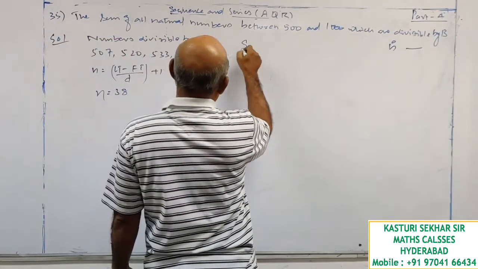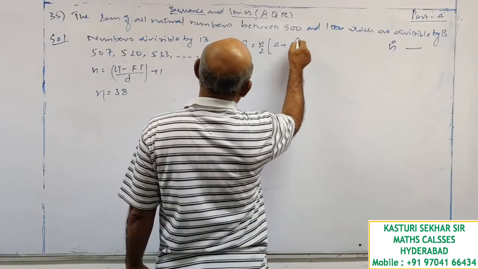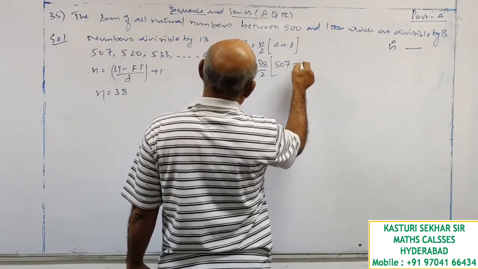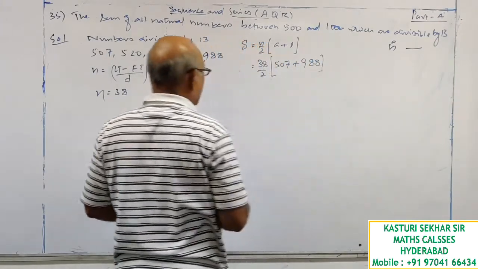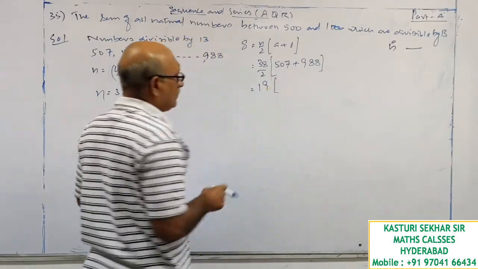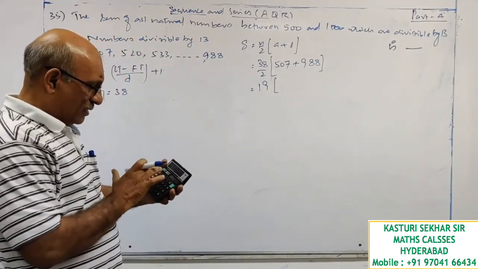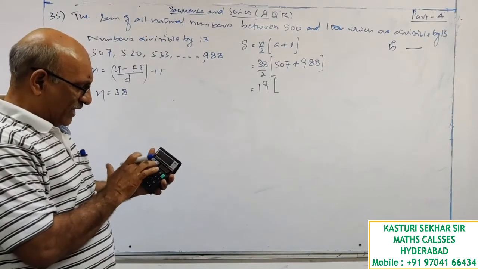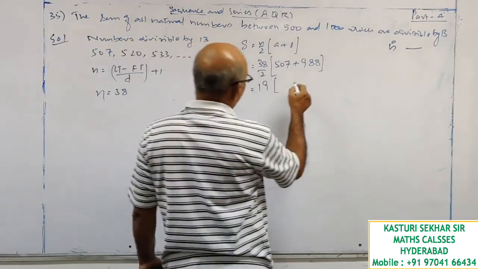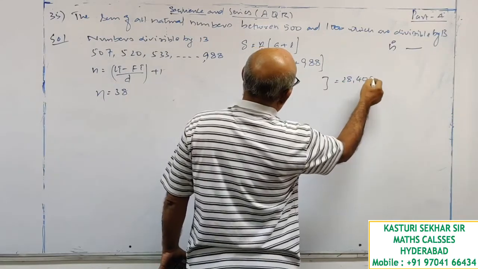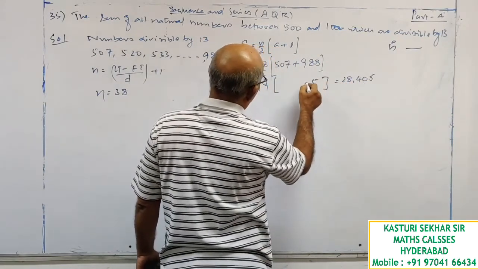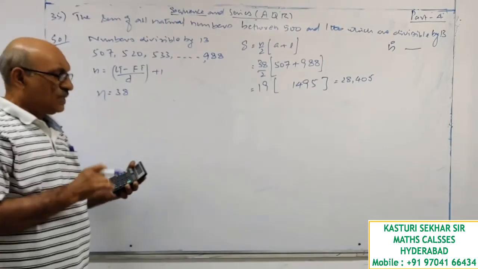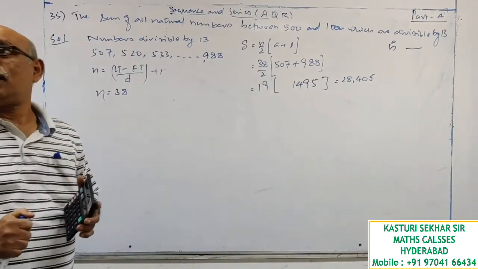We can calculate sum. Sum is equal to n by 2 into a plus l. n is equal to 38, a is equal to 507, l is equal to 988. 19 into 507 plus 988, 1495, multiplied with 19 is 28,405. Okay, this is the answer to the given question.